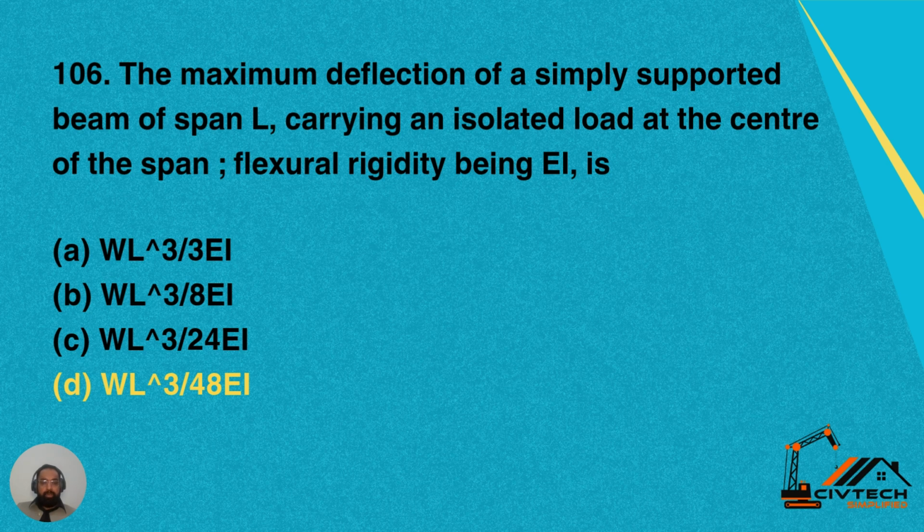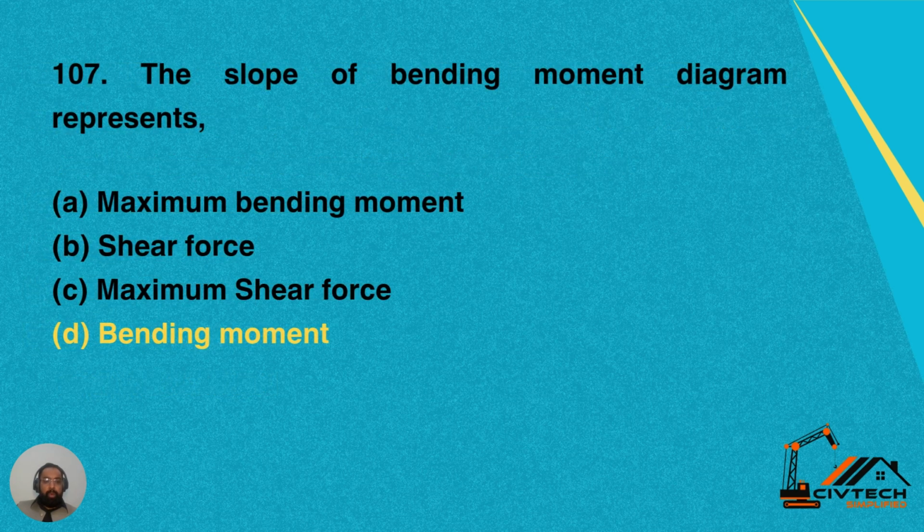The maximum deflection of a simply supported beam of span L carrying an isolated load at the center of the span, flexural rigidity being EI, is... So D is the correct option. This is the formula for maximum deflection of the simply supported beam: WL cube by 48 EI, where EI is the flexural rigidity, L is the length, and W is the load.